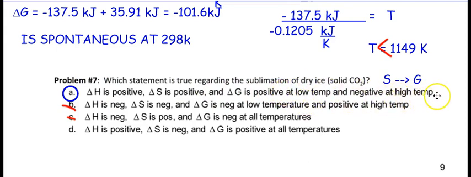And that's true. So if it's too low, dry ice is going to remain dry ice, all right? If it's negative 44 degrees Celsius, then it's still remaining a solid. It has to be higher than a certain temperature for it to work, and therefore delta G will be negative. Okay, so problem number 7, A is correct. And that's all of section 17.5.